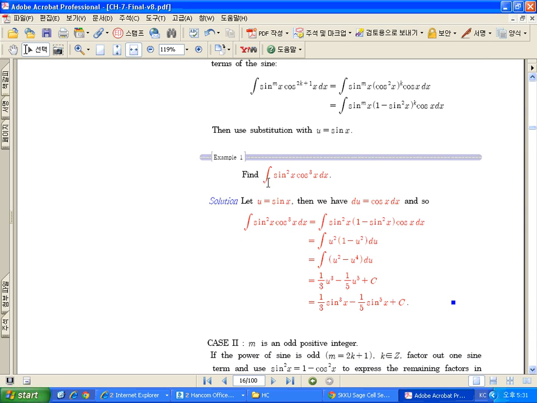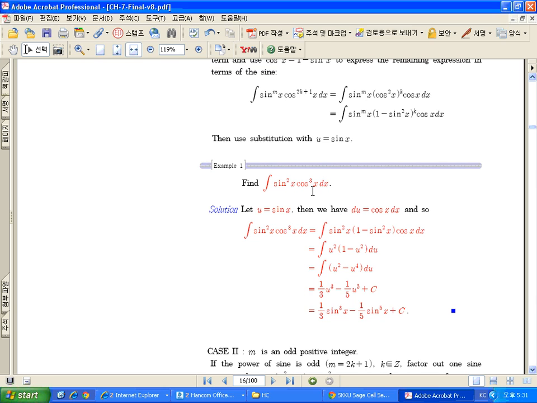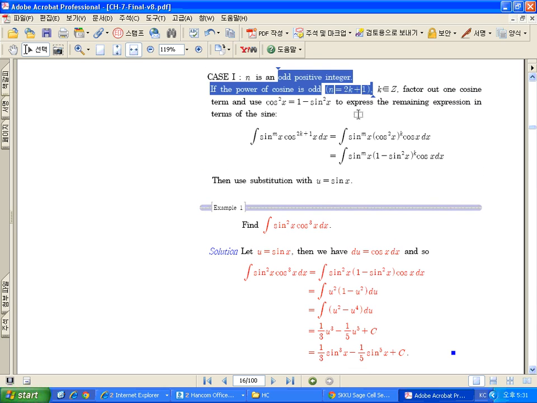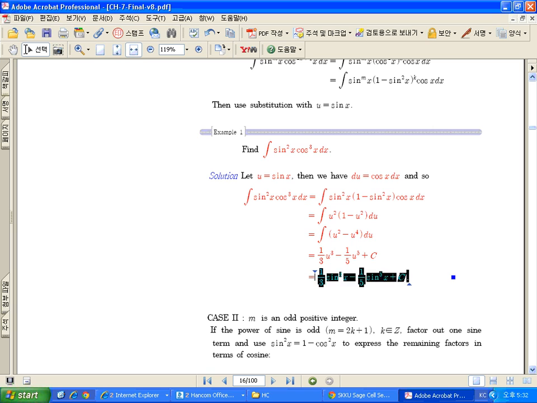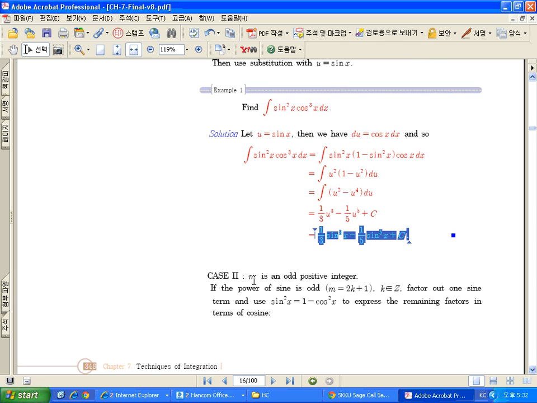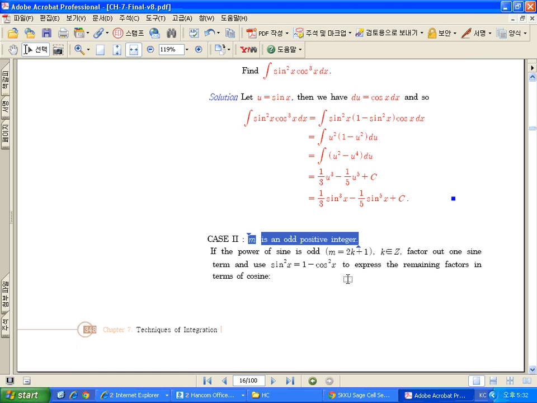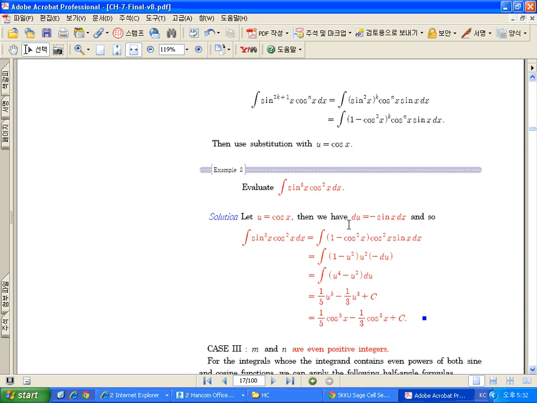Here is the example. If n is an odd positive integer, then let u be equal to sine x, then du is equal to cosine x dx. So this integration can be written in this way, with u. This can be simply written in this way, which is a very easy integration, which can be obtained like this. But if m is an odd positive integer, then this substitution, sine square x is equal to 1 minus cosine square x, should be used to make it simple.